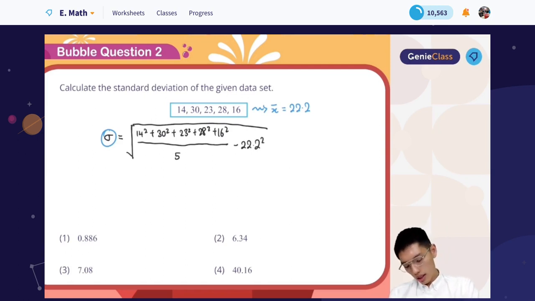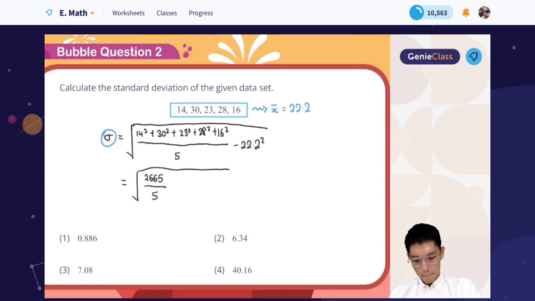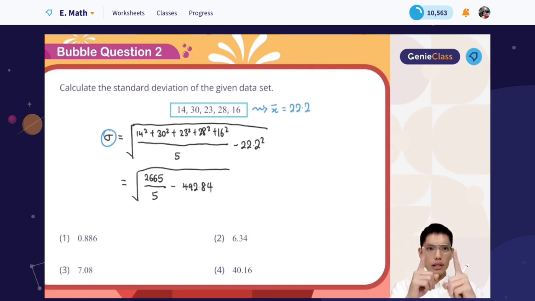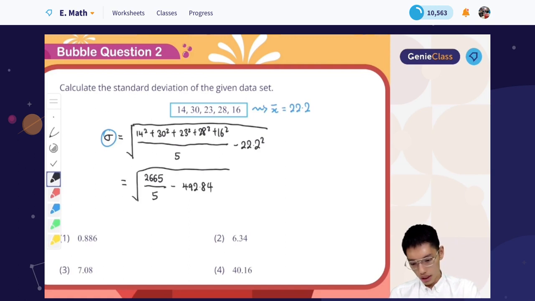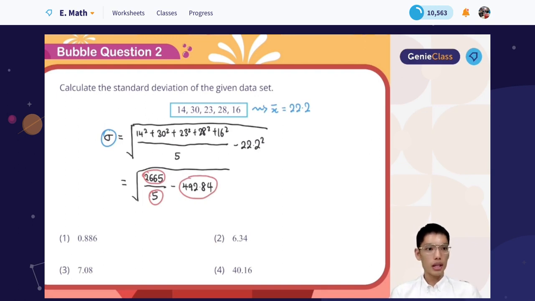Use your calculator, all right? The data values to show are very important. Understand that your answers get correct, but again, the values to show are 2665 divided by 5 minus 492.84. When you show your working, when the standard deviation question is 2 marks, remember these values over here. You have to show 2665, 5, and 492.84. Okay, so very good question, Denise.